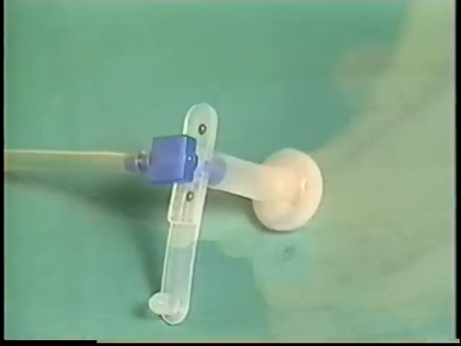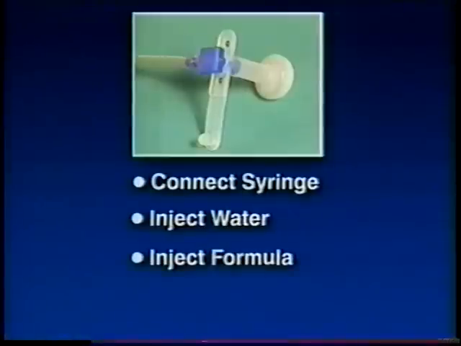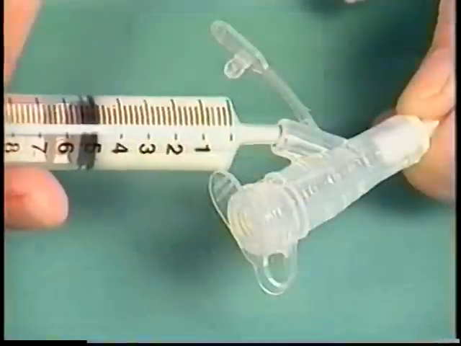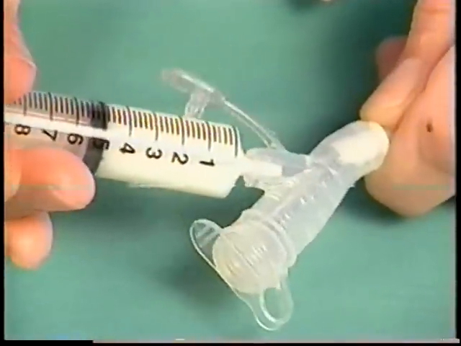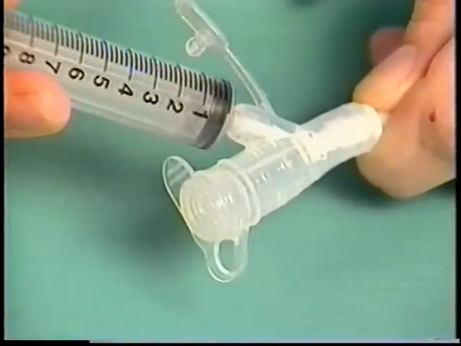A syringe can then be connected to the adapter tubing and water injected to assess patency of the button. Formula is then injected using the syringe. At the end of the feeding, the tubing is flushed with water to maintain patency of the device. The bolus method is also used for injection of medications through the smaller port on the PEG tube.